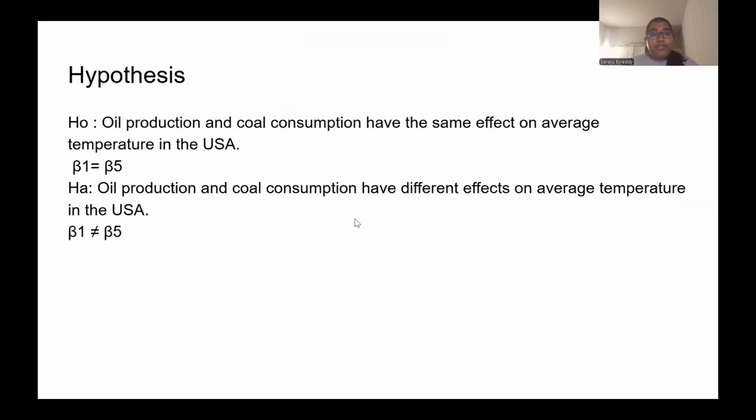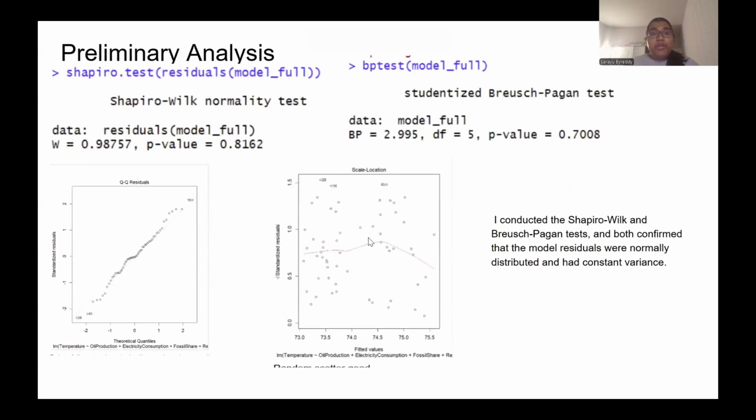The null hypothesis is that oil production and coal consumption have the same effect on average temperature in the United States: beta 1 equals beta 5. The alternate hypothesis is that oil production and coal consumption have different effects on the average temperature in the United States: beta 1 is not equal to beta 5. In the preliminary analysis, I conducted the Shapiro-Wilk and Breusch-Pagan tests, and both confirmed that the model residuals were normally distributed and had constant variance.